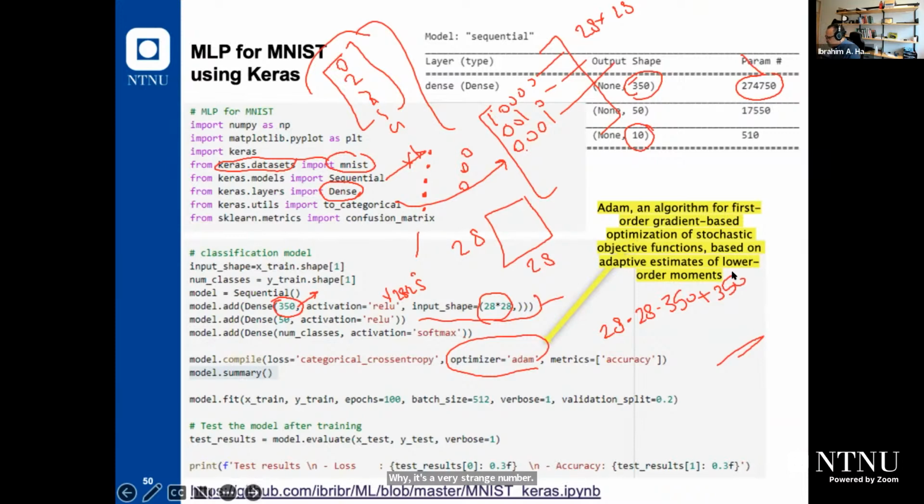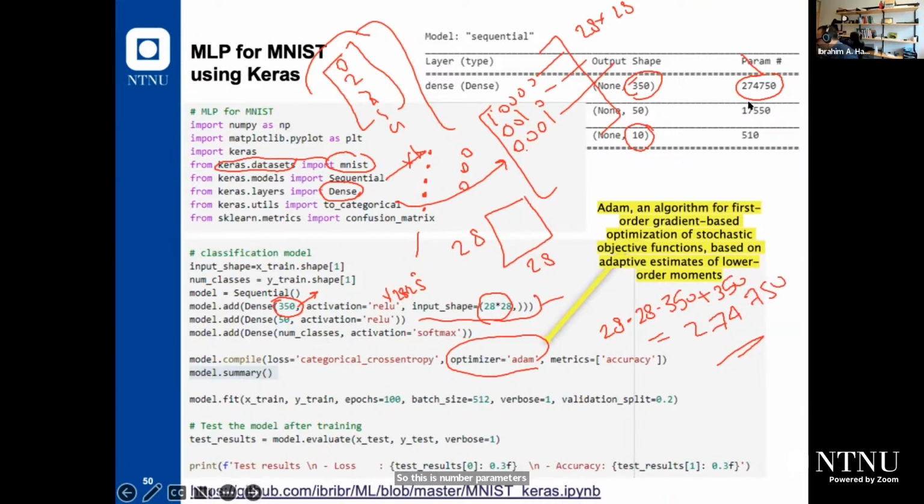Yeah, it's very large. Can you try to get this number, please? So it's 350 times 28 times 28, plus 350. Yes, it's this number, if you can see it here, right? So this number equals 274,750. So this is the number of parameters of the first hidden layer.